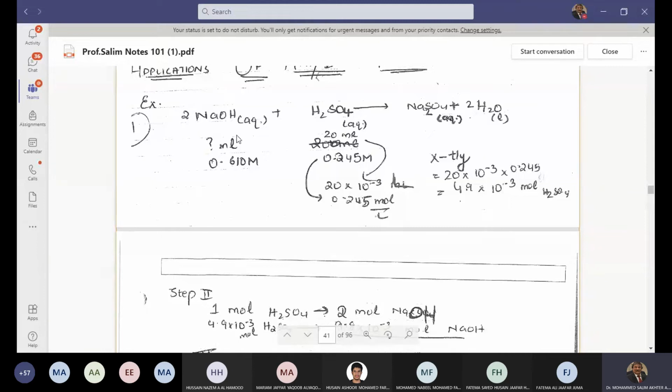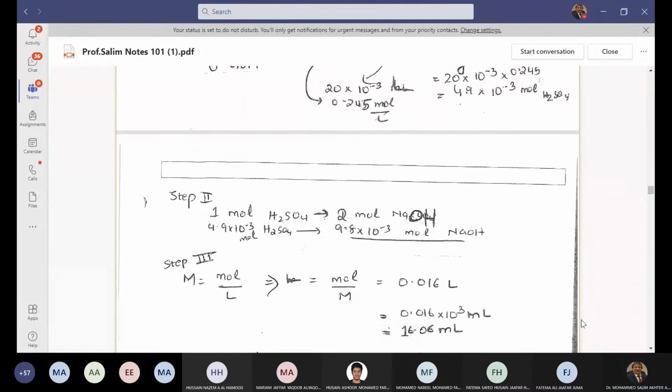I am more interested in this. Once I get moles of this, with the relationship I get moles of sodium hydroxide. Once you get moles of sodium hydroxide, from the third step you know the formula for molarity, moles over liter. I know molarity, I know moles, can I get liters? Is this number correct, my friend? Yes, it is correct.